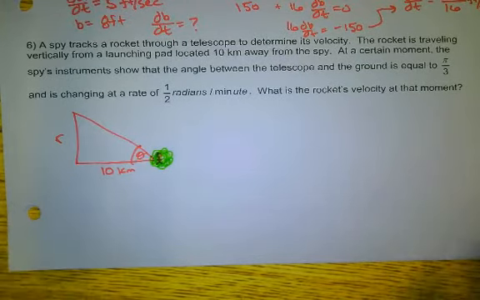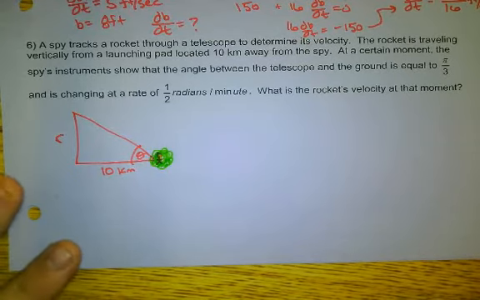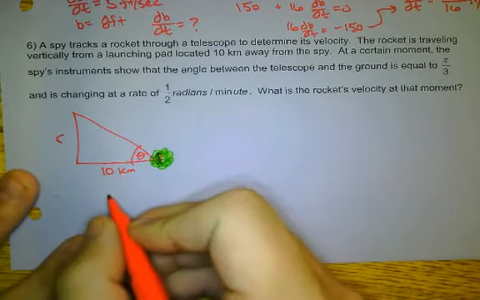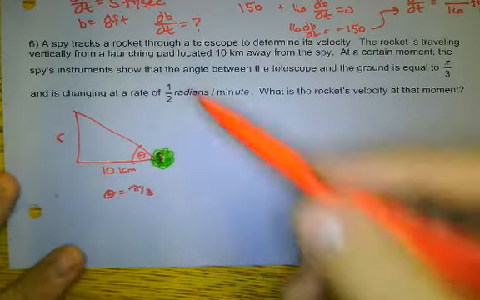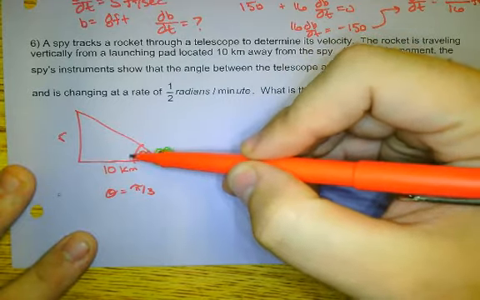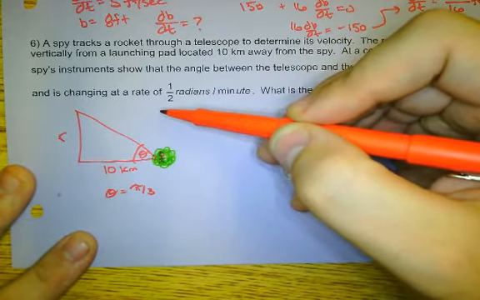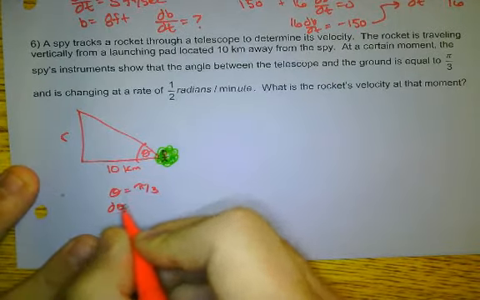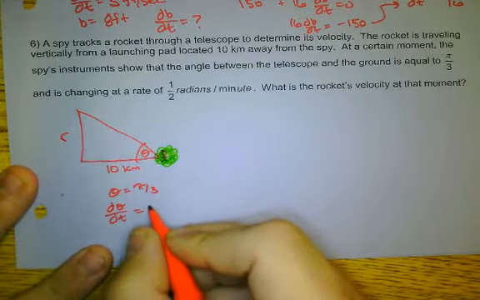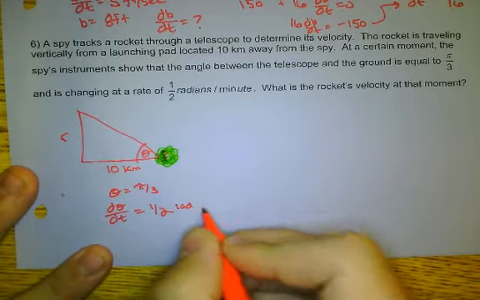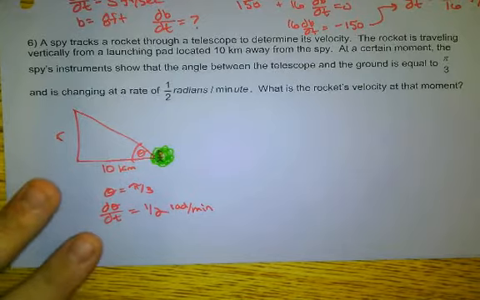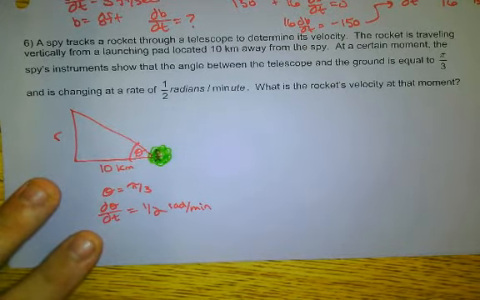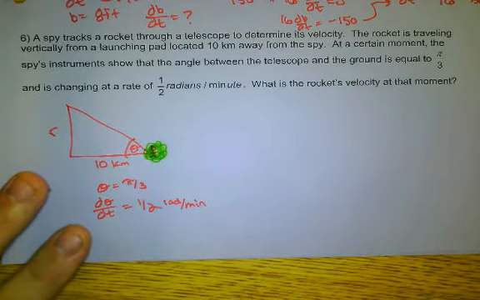Look at this rocket that's going up. What else do we know? What's theta? Theta's changing, right? Because as this rocket goes up, theta is going to be opening up more and more. So what is d theta dt? It gives us this. What else do I know? That's it? I think that's good though.